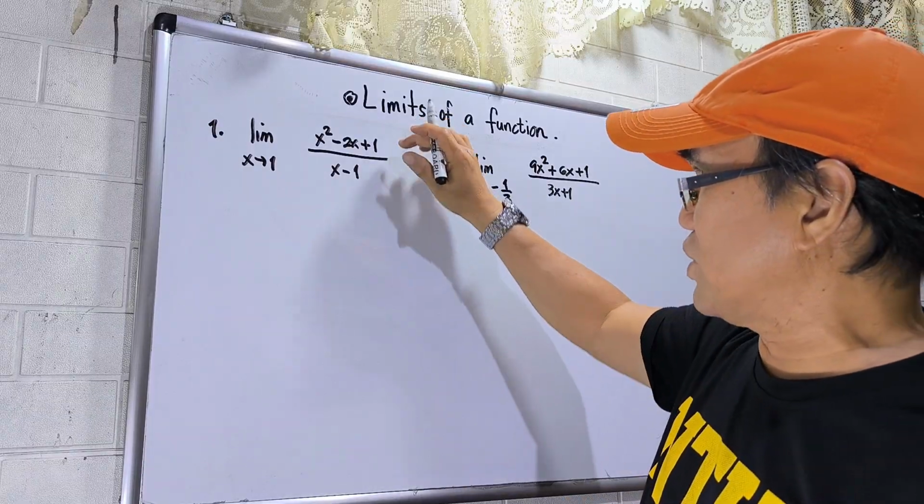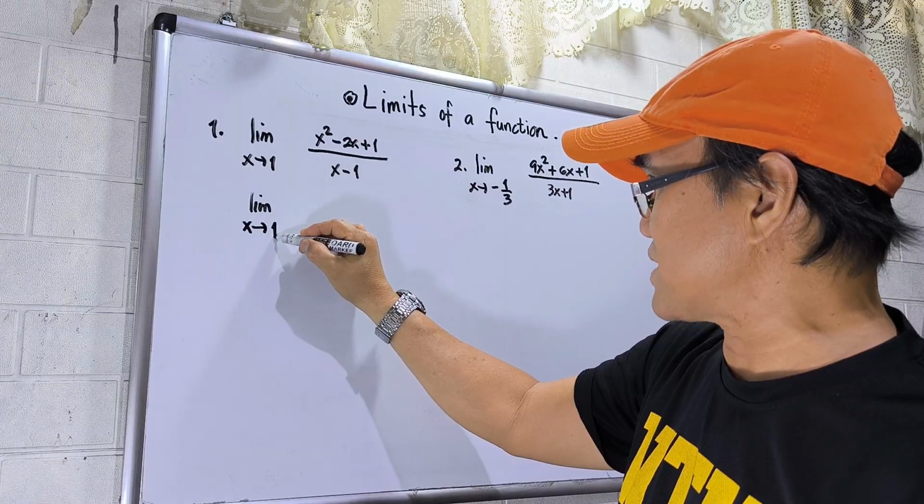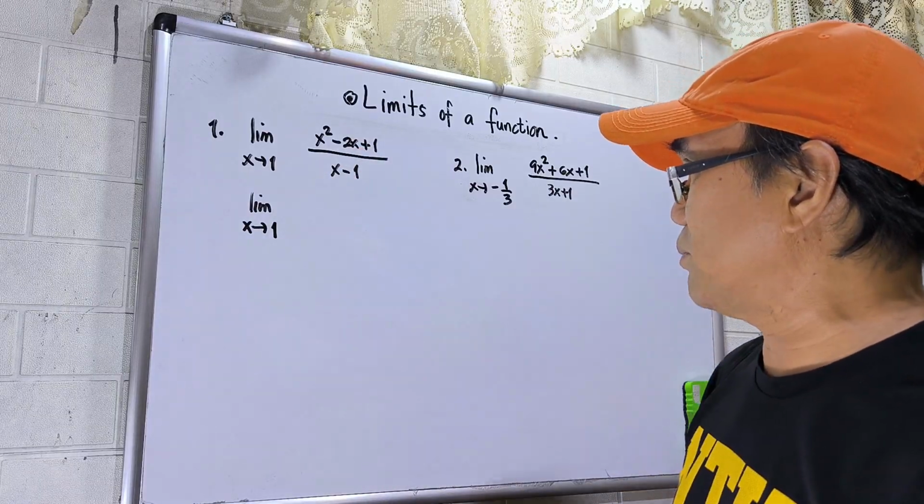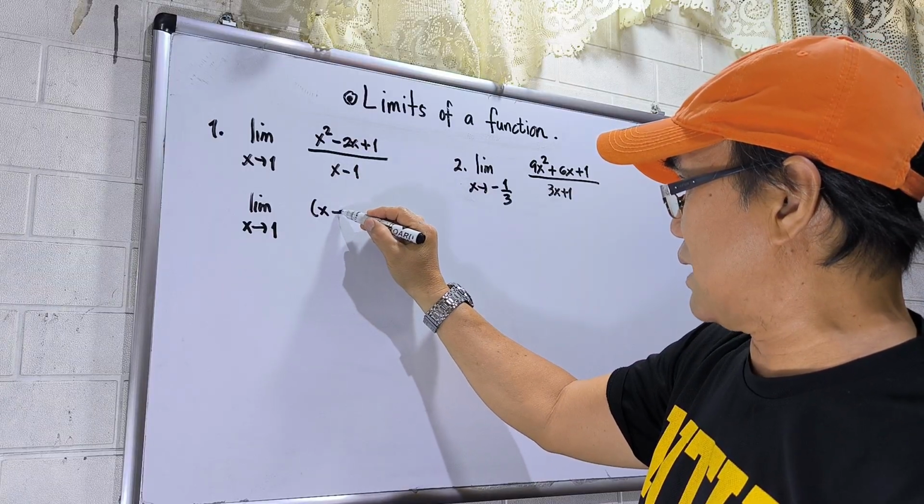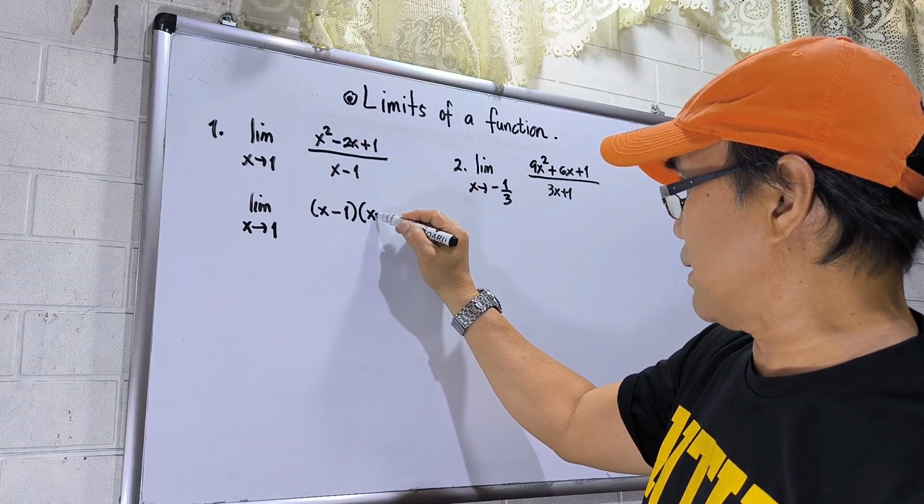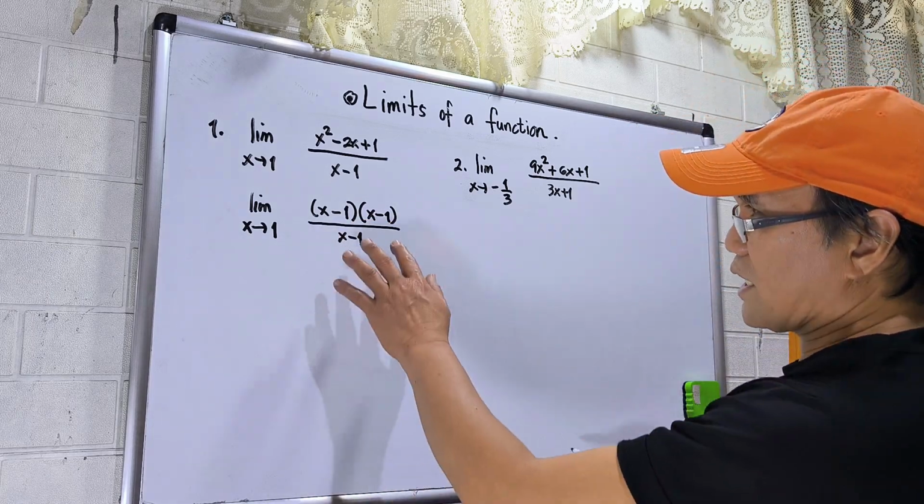So I will factor out the numerator. The limit as x approaches positive 1. Factor out the numerator: this will be x, since this is plus and minus, this will be minus 1, then x minus 1, then x minus 1. Okay, let us check.